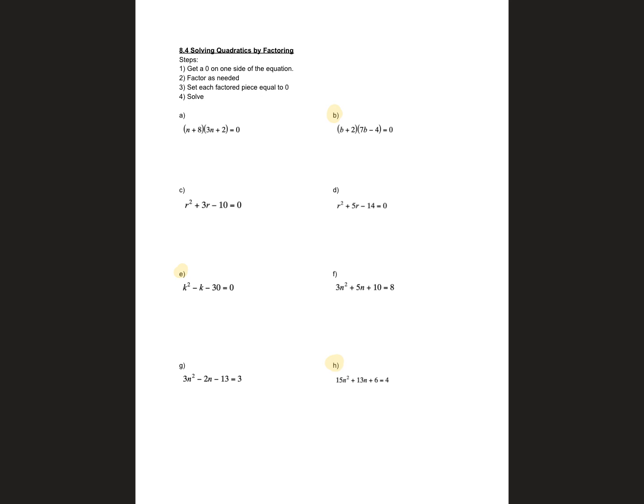And then once you have one side equal to 0, you will factor if needed. So also notice, I think the first two problems are already factored for us, so we don't have to do steps 1 or 2 for the first couple problems because they're already factored. Third step, we need to set each factored piece equal to 0. So that means every set of parentheses that's being multiplied has to be equal to 0 by itself. So we'll write out a couple separate equations. Last part, we just solve. So let's go ahead and try this.